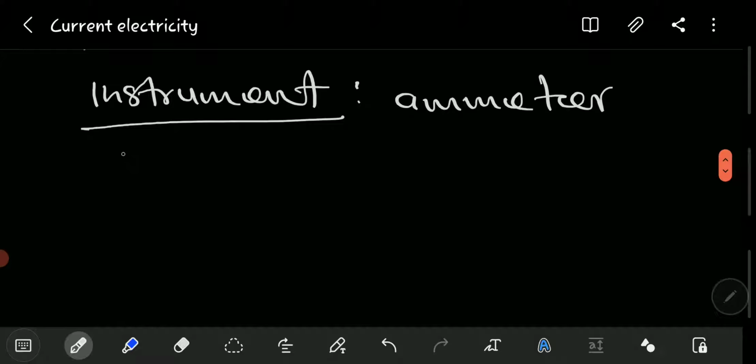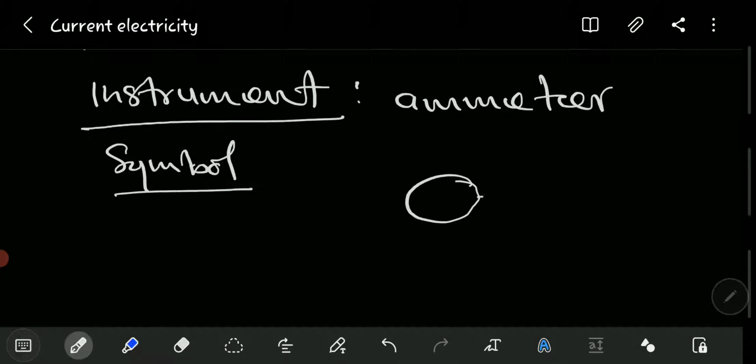Now, what is the symbol in an electric circuit of an ammeter? The symbol of an ammeter is a circle, okay, with contacts on both sides, and in the middle of the circle you have a capital letter A. So if you see this kind of symbol in an electric circuit, then you know that that is an ammeter, and the ammeter is used to measure electric current.